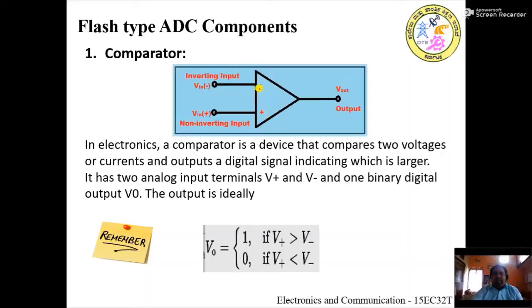So here there are two inputs. One is the inverting input and another one is the non-inverting input, and it produces a digital output at this terminal. So a comparator is a device which compares two voltages or currents. You can compare the voltages here, or you can compare the currents as well, and it outputs the digital signal.